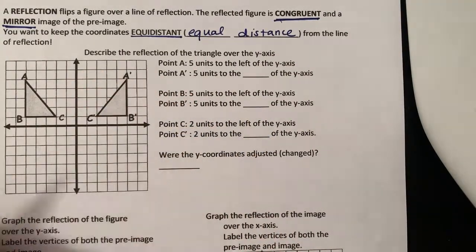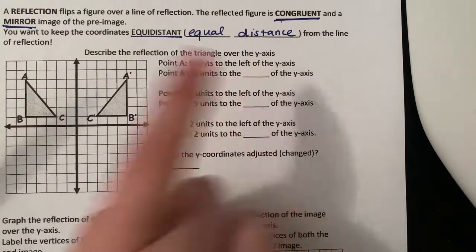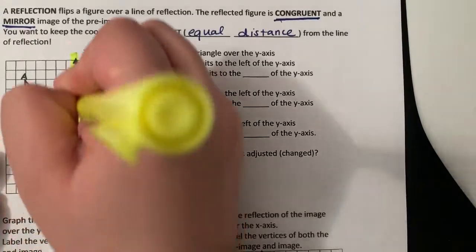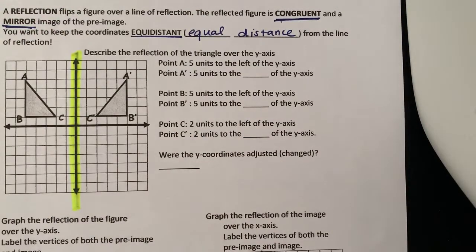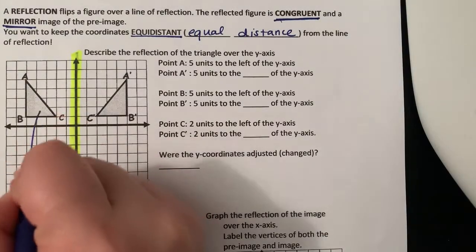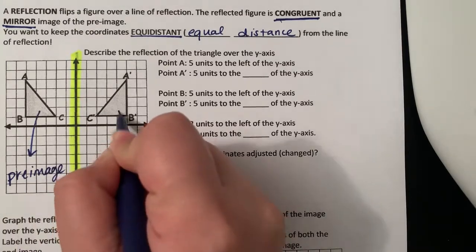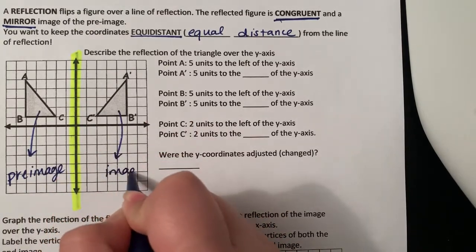So in our first example, we want to describe the reflection of the triangle over the y-axis. And our y-axis is this one right here. So we need to decide which ones are our image and our pre-image. And we know our pre-image is the ones with the letters without the apostrophes. So this is our pre-image, and this is our image.